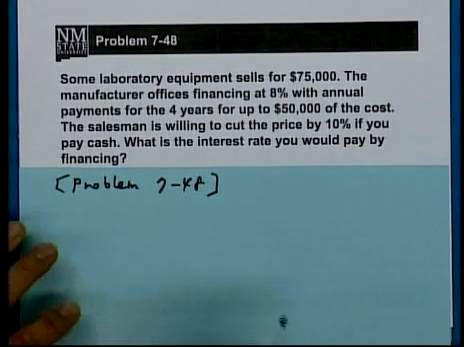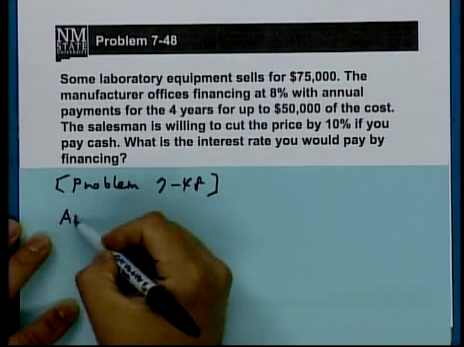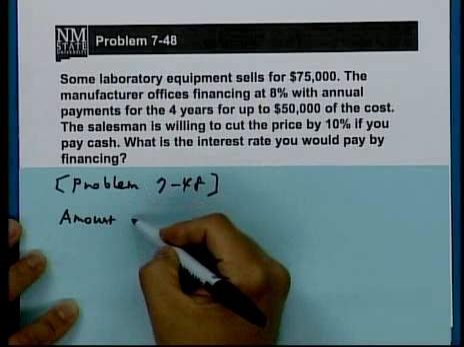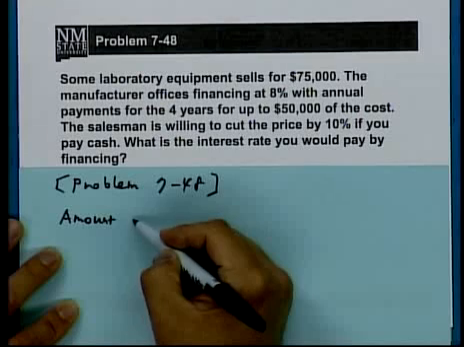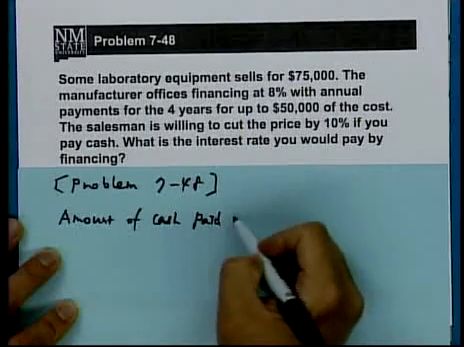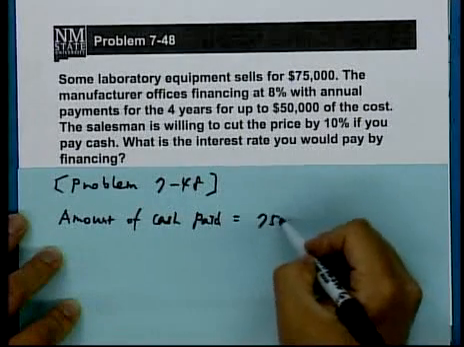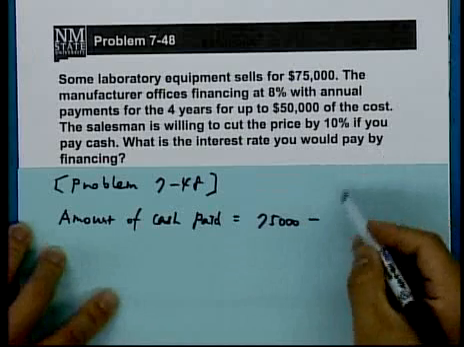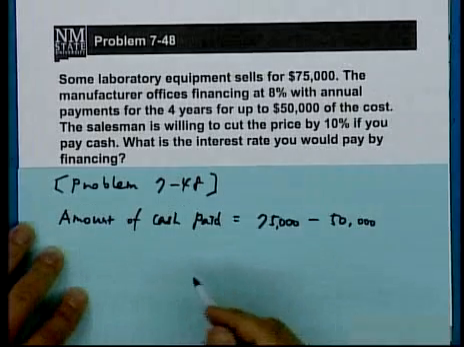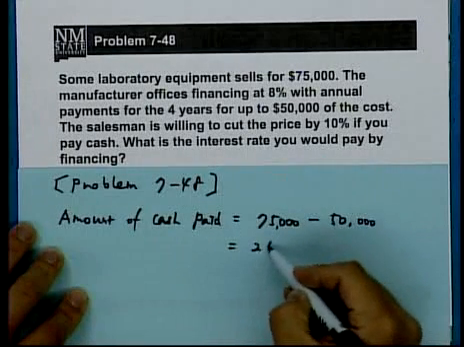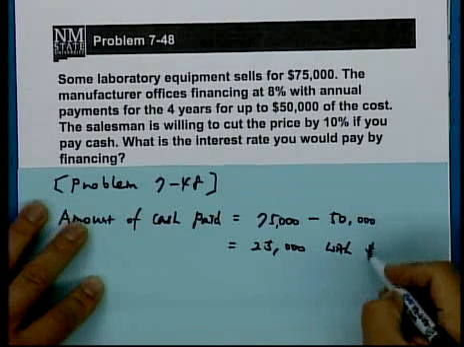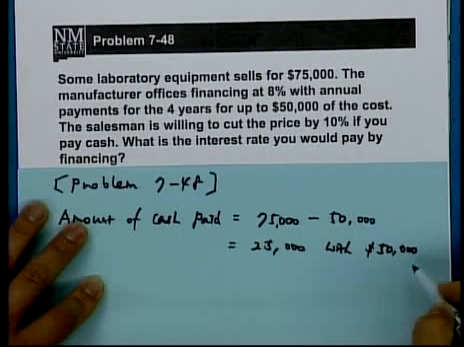The amount of cash paid is 75,000 minus 50,000, right? Which is $25,000 with 50,000 financed. Okay.